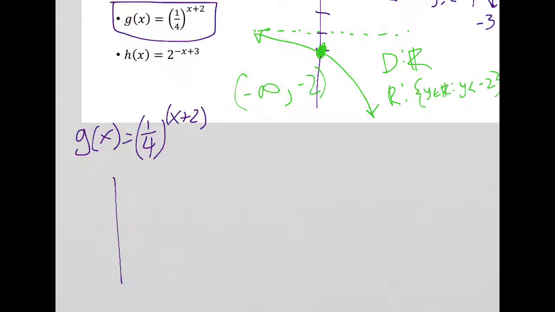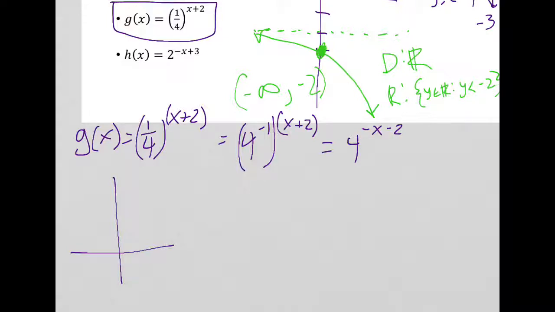So let's sketch this graph real quick, and let's acknowledge that the 1/4 is the same as, again, you can think of it as 4 to the negative first. And so that's really what I have going on here. And so you can think of it like this, and then we could rewrite this as 4 to the negative x minus 2. Distribute that negative in.